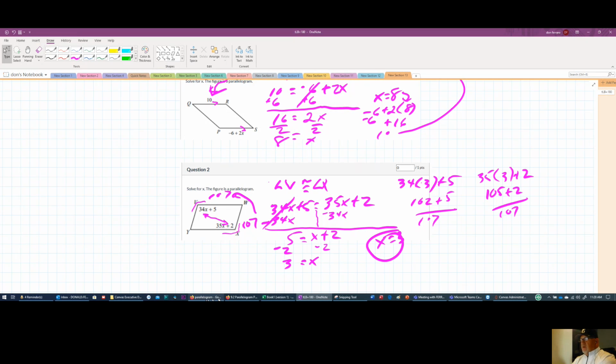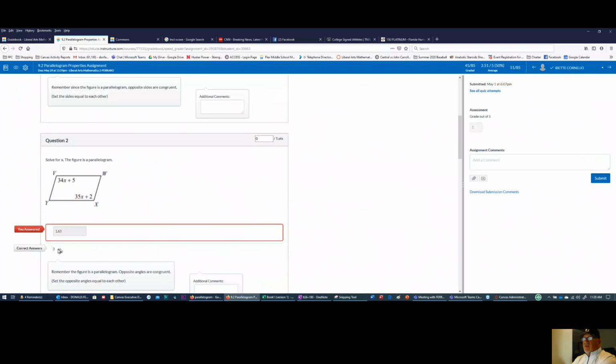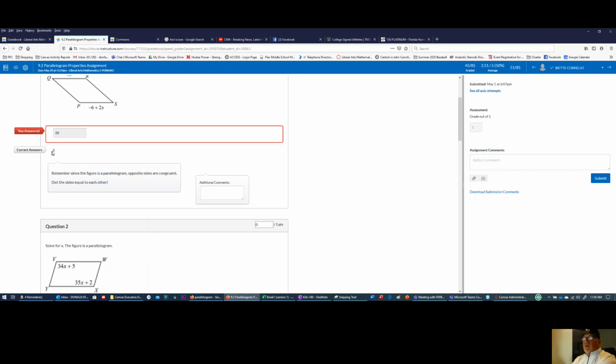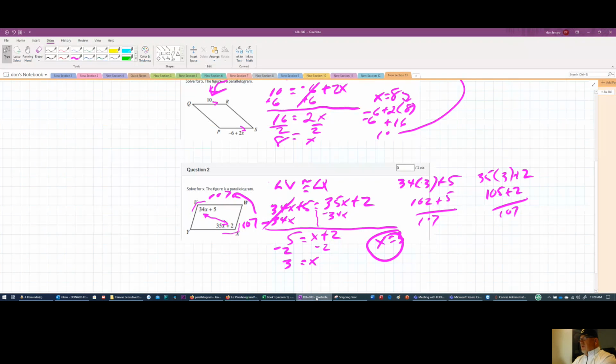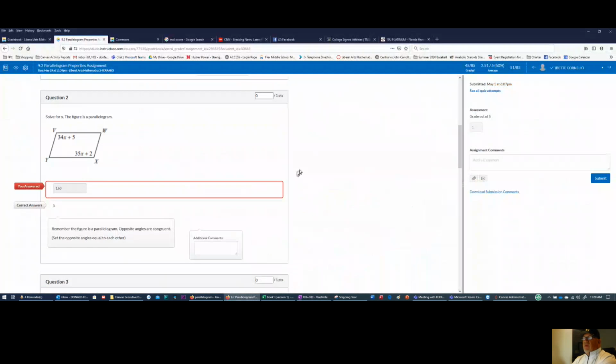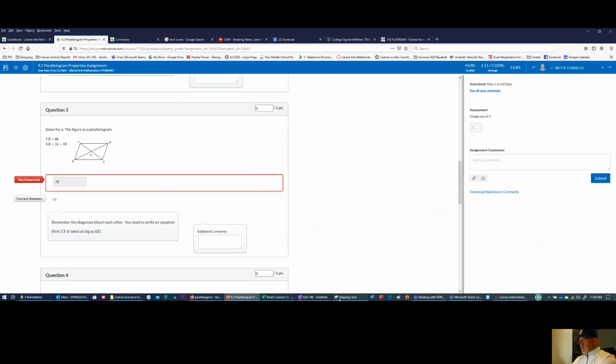All right. And we'll just come back over here and X equals 3. And here X equals 8. And we knew that X equaled 8. Good. All right. So now let's go to number 3.